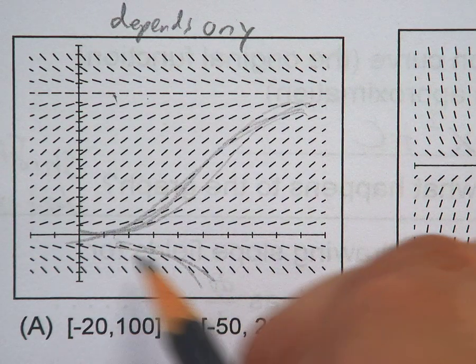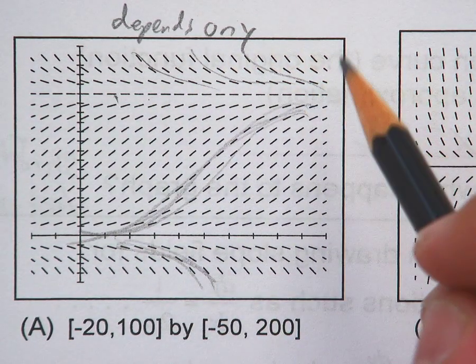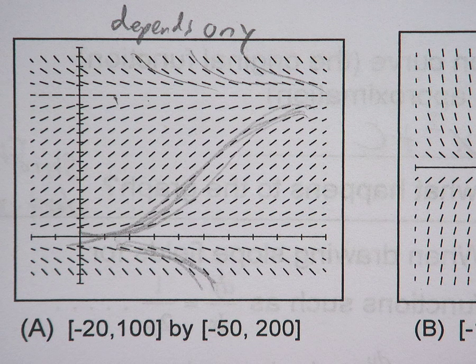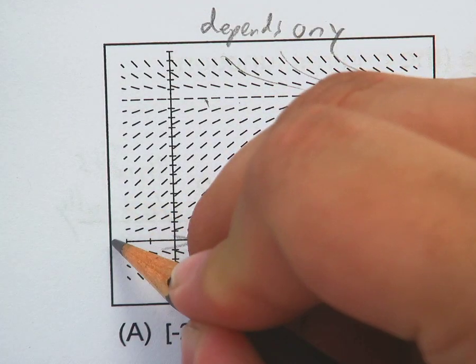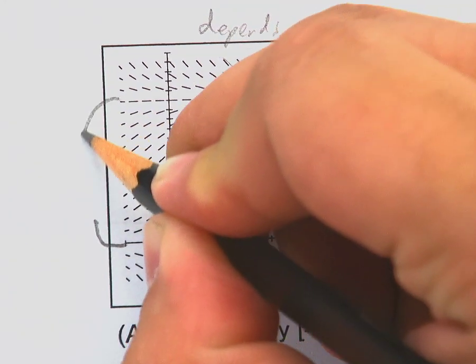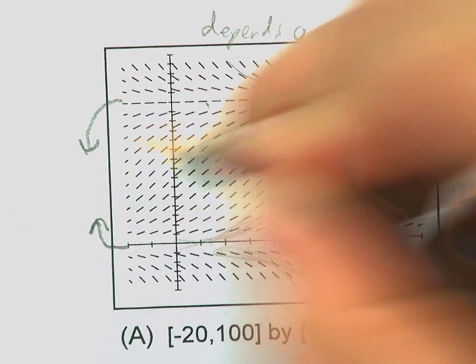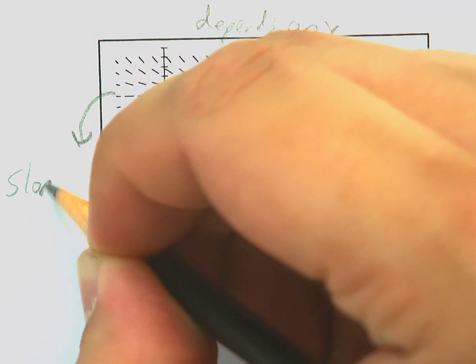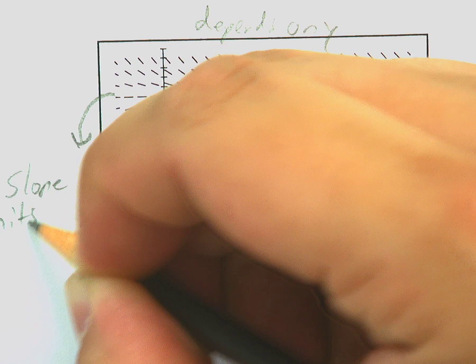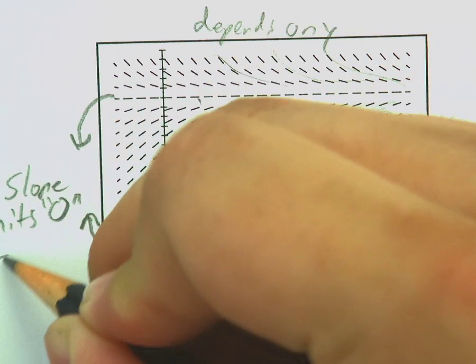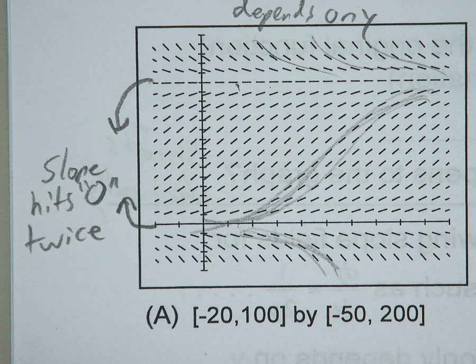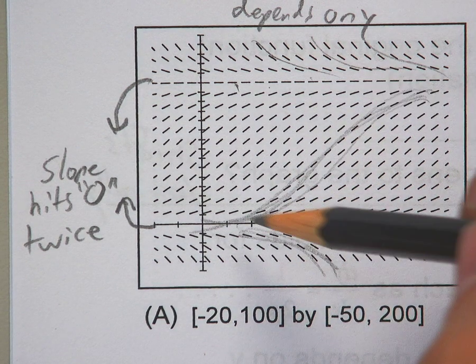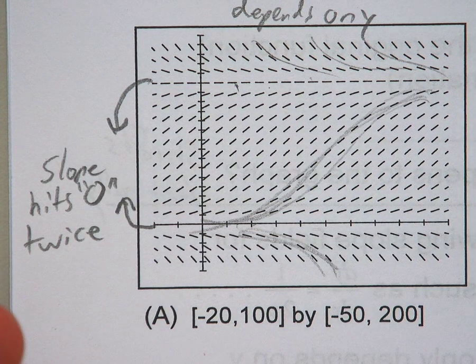And then these are coming down like this. These are coming in like this. So there's only one of these that really fits that, and that's going to be 3. Let me explain why. What I saw when I looked at this are these two things right here. I see my slope hitting 0 twice. Once here, once here. 0 or undefined, doesn't really matter to me.